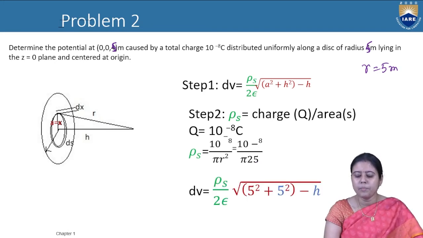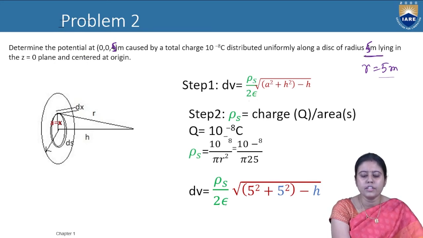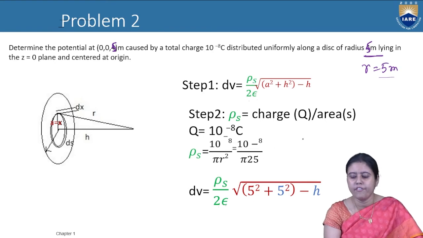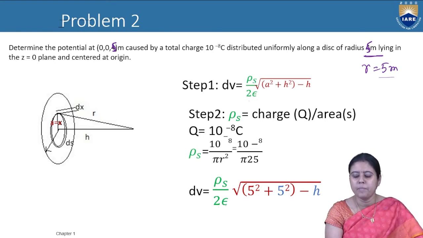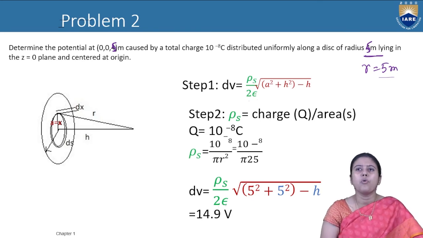So what will be the value of dB? dB is rho s by 2 epsilon, rho s we have already calculated, times root of 5 square. What is 5 square? a is the radius, given as 5. And what is the potential? We have to calculate at (0, 0, 5), so this height is also 5. So 5 square plus 5 square minus 5, and the value is coming as 14.9 volt.